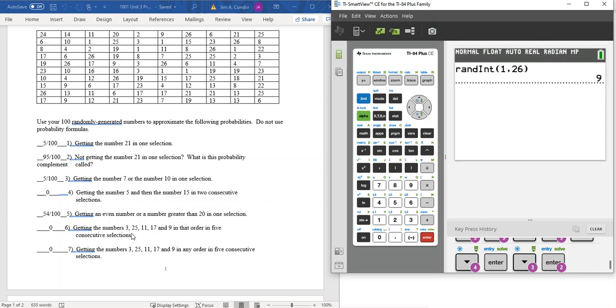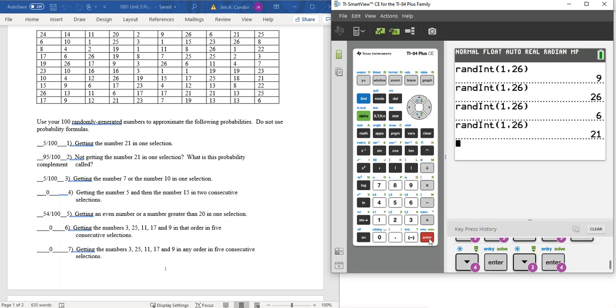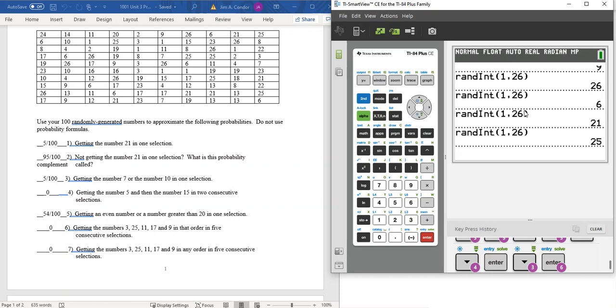Now, getting the numbers 3, 25, 11, 17, and 9. What's the odds of hitting this thing 5 times? 1, 2, 3, 4, 5, right? What's the odds that I hit that thing 5 times and it came up 3, 25, 11, 17, and 9? Well, it didn't happen this time. Is that very likely to happen?